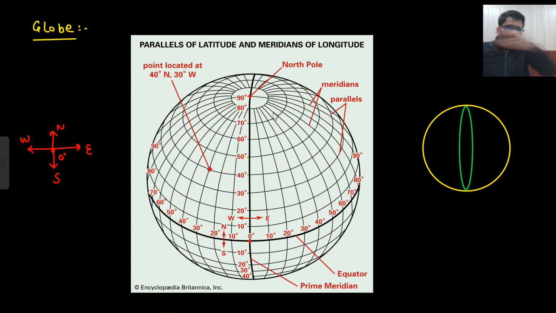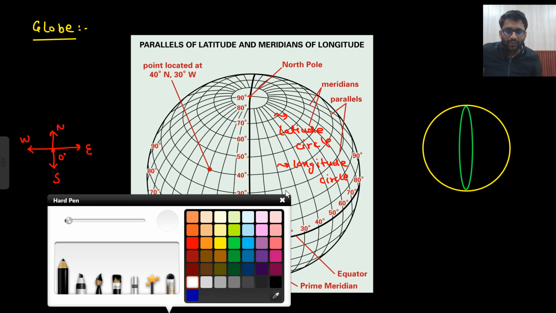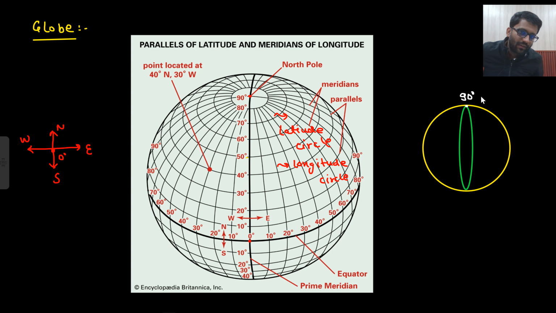The circles which are horizontal are known as latitude circles. And these vertical circles, which I am showing, are known as longitude circles. If I write down the summary at top level, what you need to remember is that this is the peak, 90 degree north. This is the peak, 90 degree south. This is also a peak, 90 degree west. And this is your 90 degree east. Okay, you need to remember this.